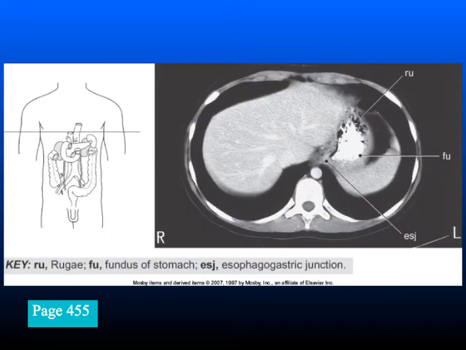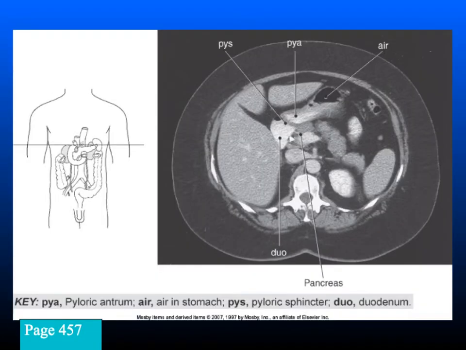So this is a CT showing the fundus of the stomach and some barium inside the stomach. The next one is again a CT. It's showing a little bit more inferior, the scan showing the air, and then the pyloric sphincter, and part of the duodenum is also shown.